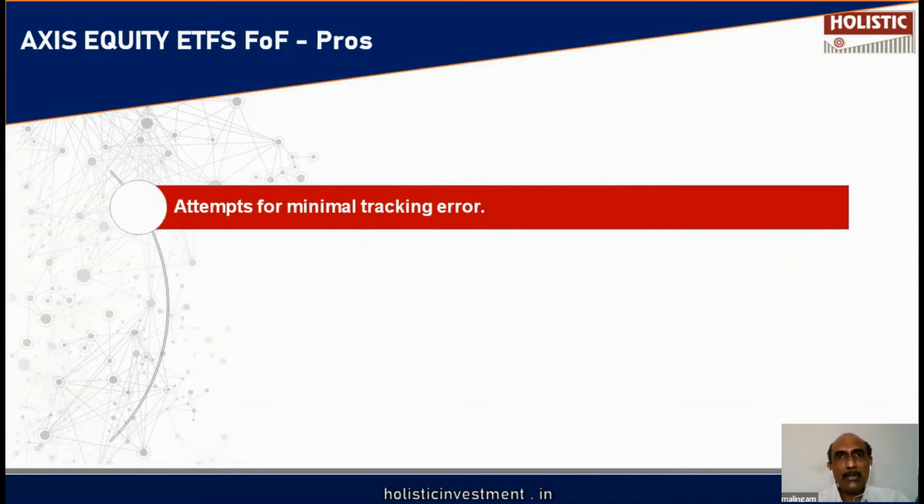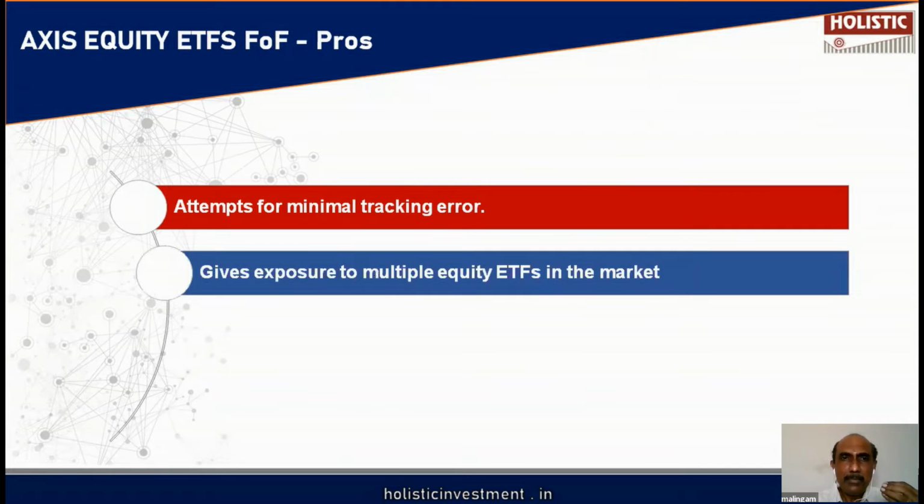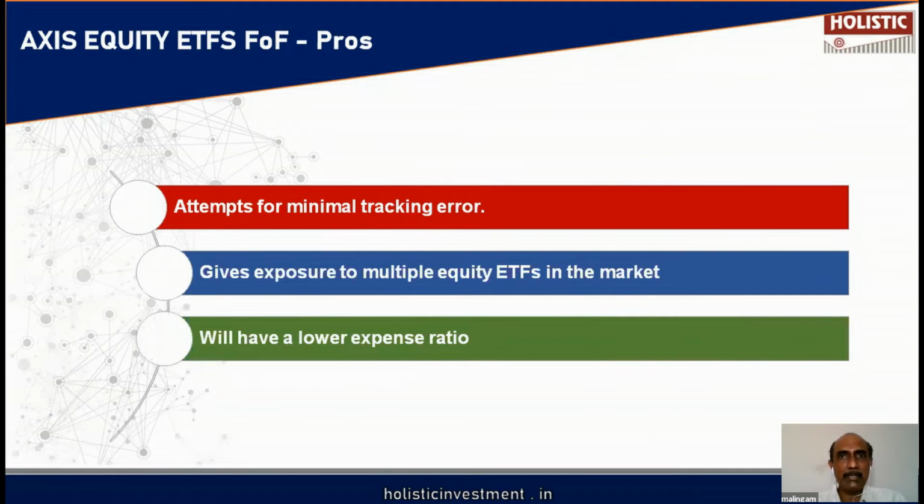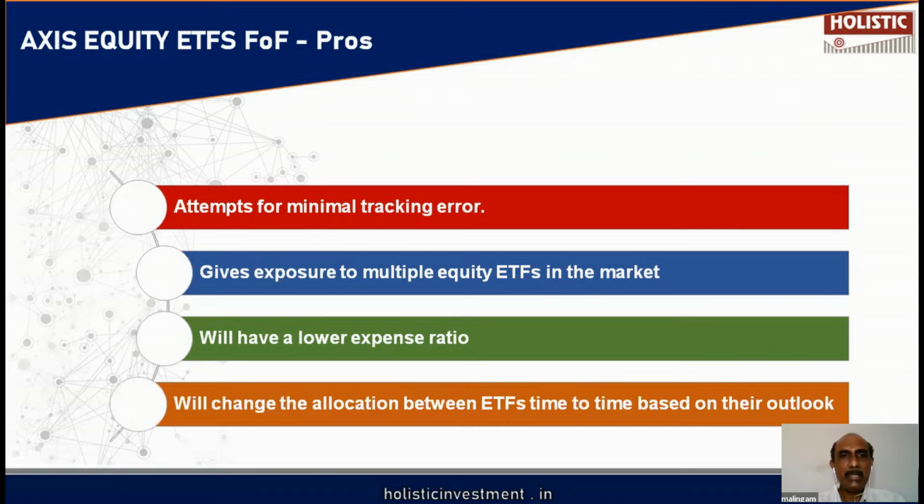As this particular fund is trying to select index funds which have less tracking error, minimal tracking error can be expected. This fund gives exposure to multiple equity ETFs in the market. They are not going to invest in one ETF, they are going to invest in multiple ETFs. This can be across capitalization, large, mid, and small, and across different sectors. They are going to give allocation to different ETFs, sectors, and market capitalizations. And based on the outlook, they can change from large to mid, mid to small, from one sector to another. So here, the fund manager can add alpha. The fund manager will be able to generate additional return from changing the allocation weightage.